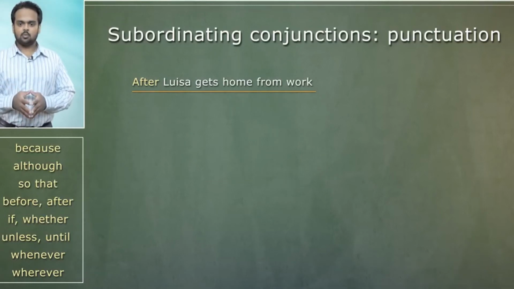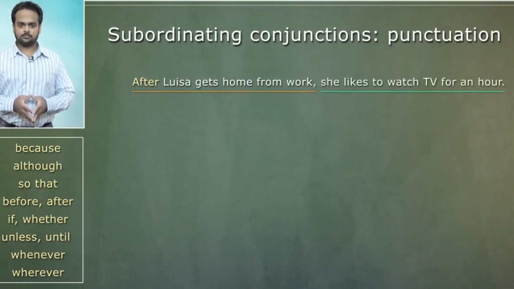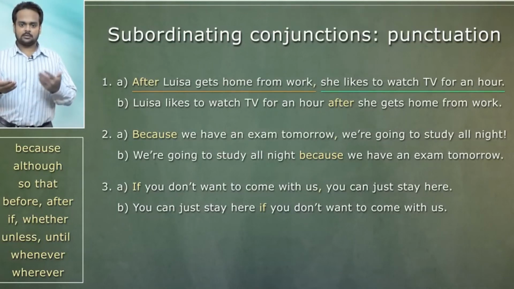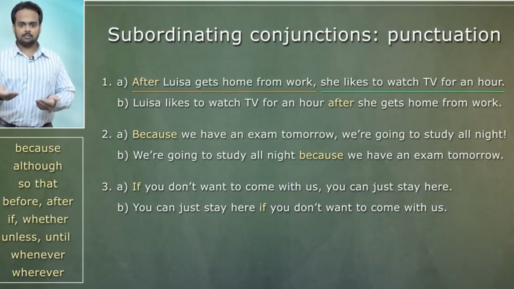To complete the sentence, we can add an independent clause. So, after Louisa gets home from work, she likes to watch TV for an hour. Alright, now look at these examples. You see 3 pairs of sentences. In each pair, sentence A and sentence B mean the same thing. But notice that sentences A have a comma, but sentences B don't have a comma. And this is correct. I want you to look at these examples carefully and then say why there's a comma in A but no comma in B. Stop the video if you want, think about it, then play the video again and check.